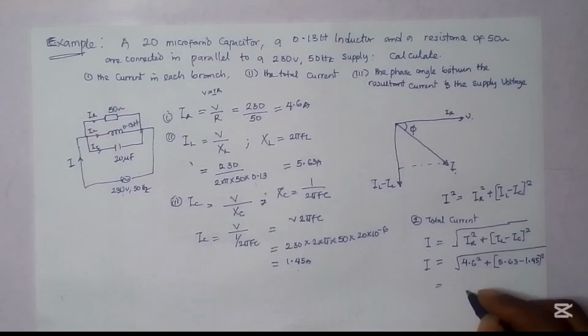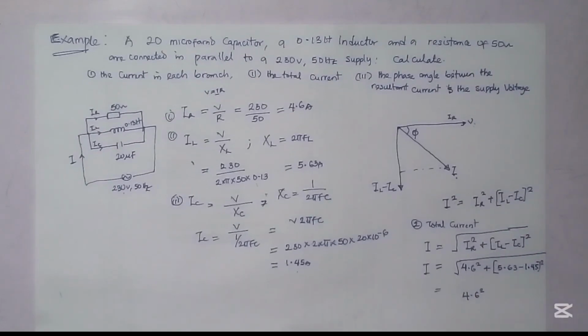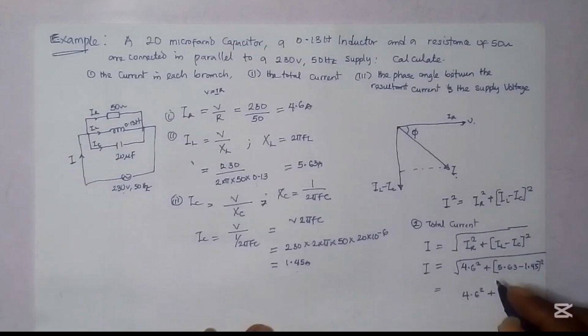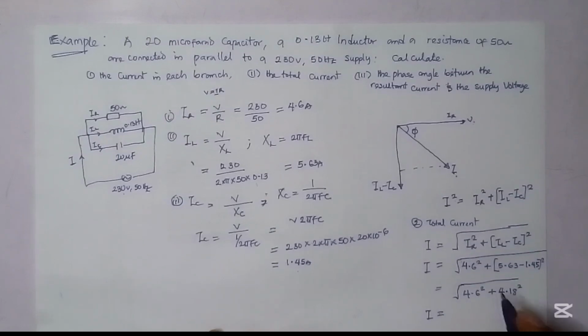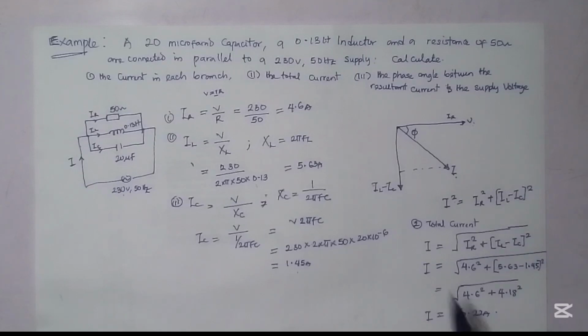So this would give us 4.6 squared plus 4.18 squared. So our I will give us 6.22 amps. So with that, we can see that we have gotten the value for our total current.